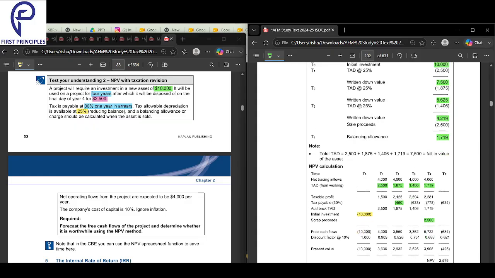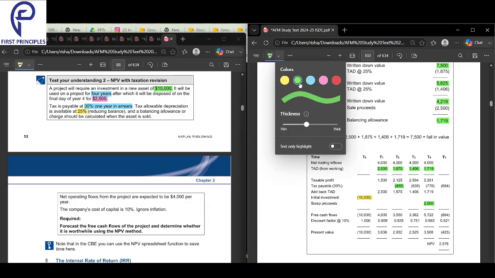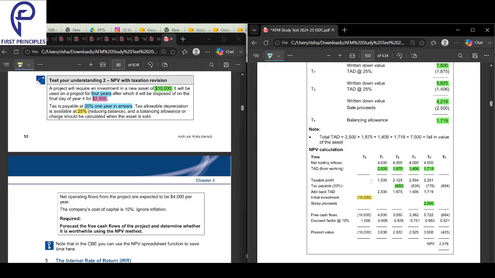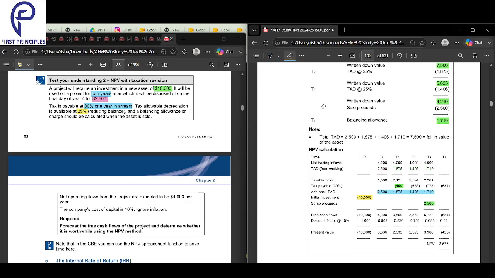First you have subtracted all this over here, and then you have added all this over here. So first you remove and then you add it back. First you have removed, then you have added the same amounts back. What you have done here, from your net trading inflows, first you subtracted your tax allowable depreciation, all is netted off. So you get your taxable profit, you've calculated the tax on the reduced amount, and then you add back your tax allowable depreciation.